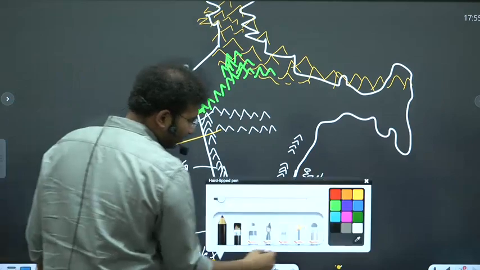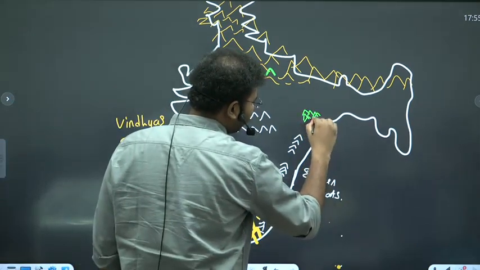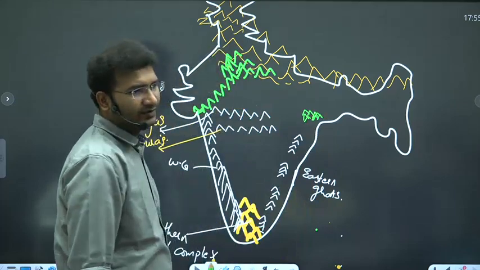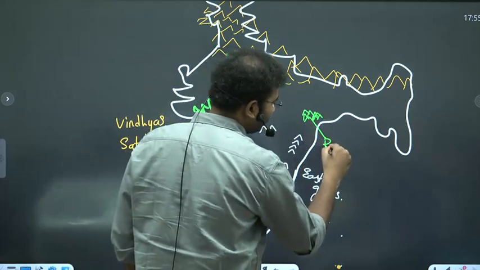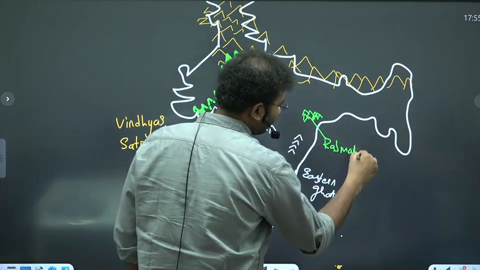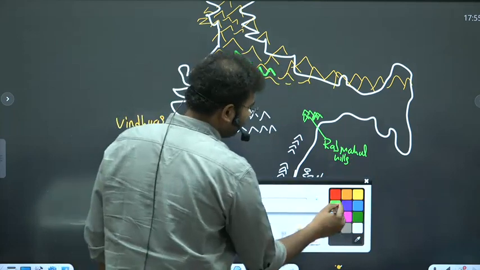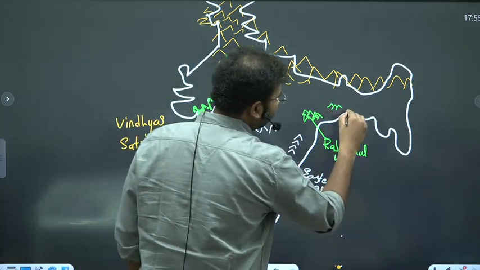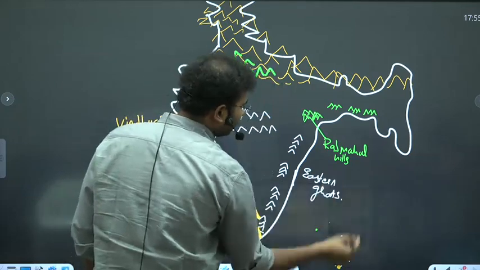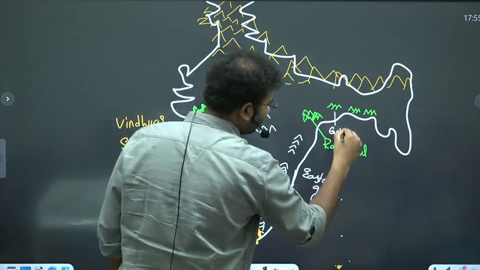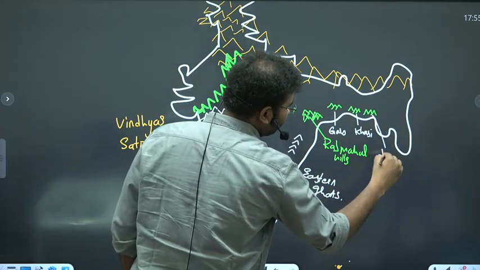Next, go to West Bengal. On the boundary lines of West Bengal, you find certain mountain ranges. What is the name of this? Rajmahal Hills. Now come to Meghalaya. In Meghalaya, you find 3 mountain ranges like this. One is Garo, second one is Khasi, third one is Jaintia.